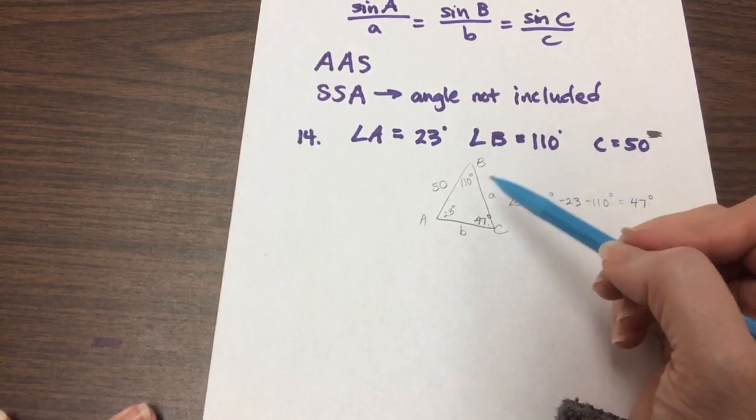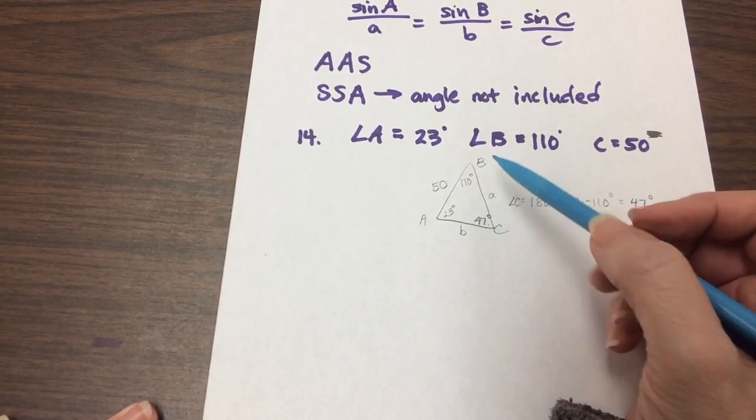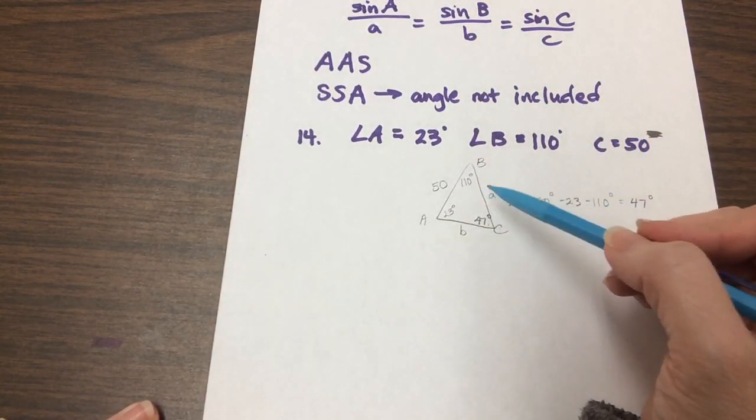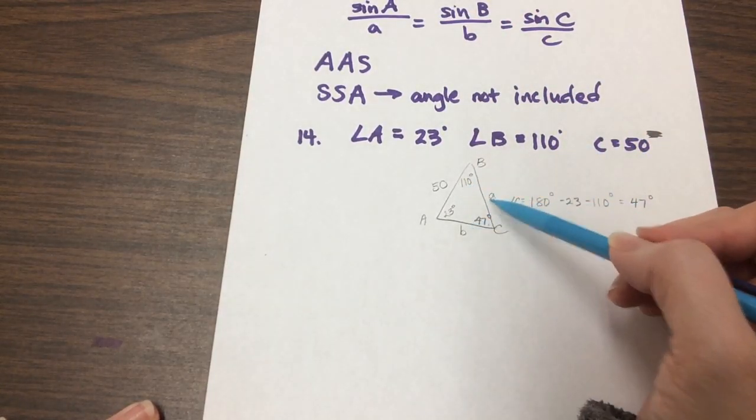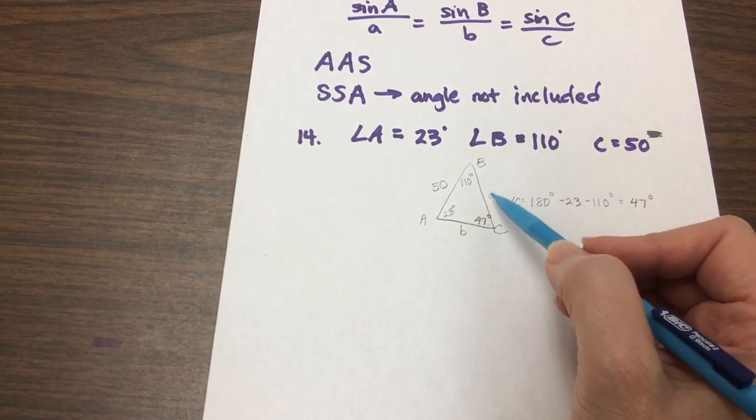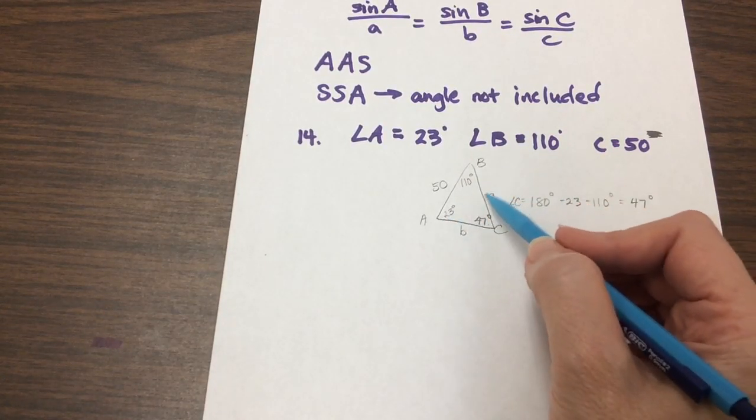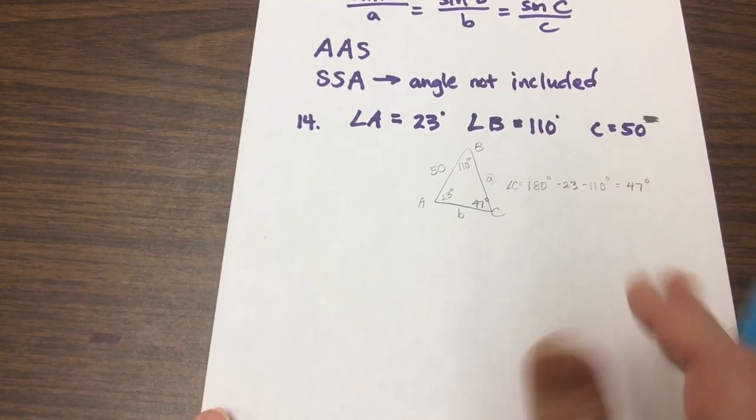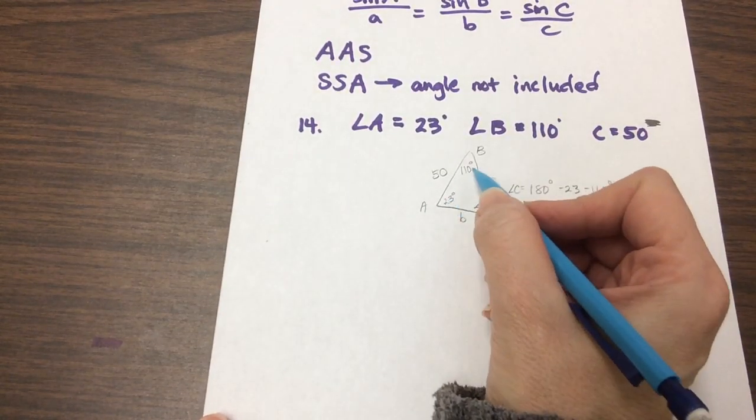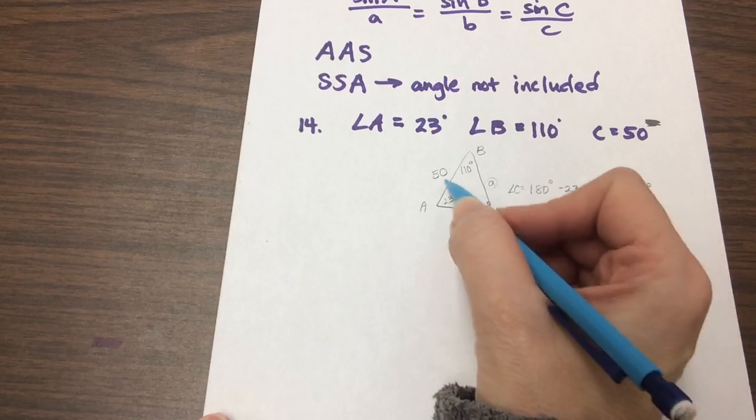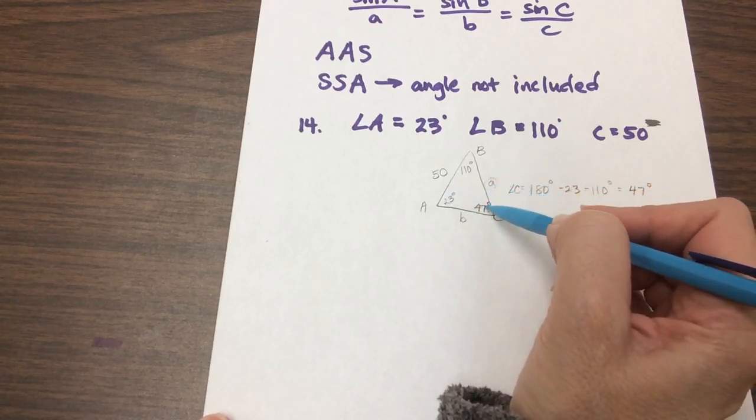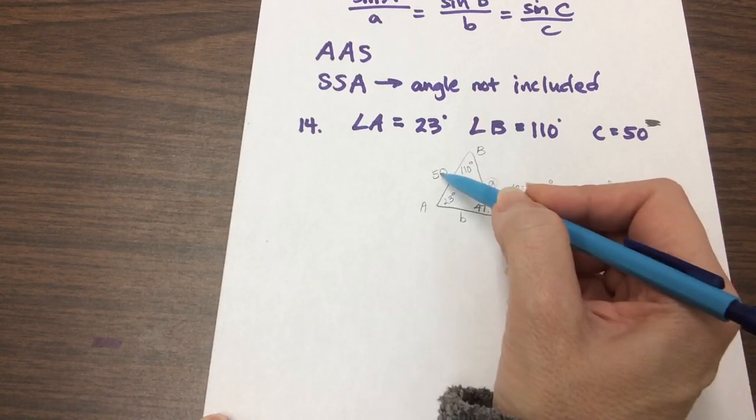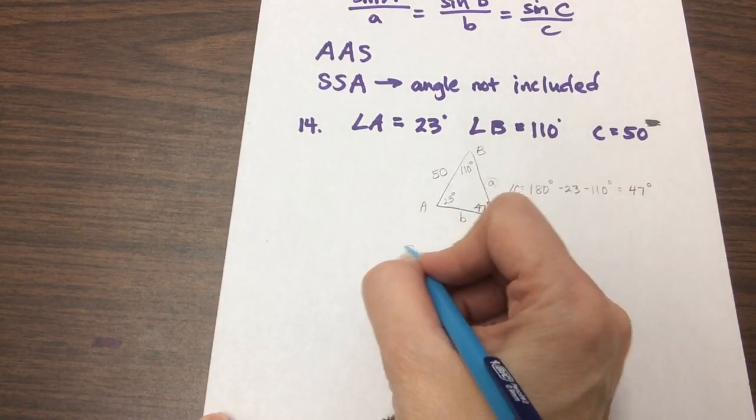Alright, now I'm going to use the information that I'm given to set up this proportion to figure out what A and B are. I can't find those at the same time, but let's find side A first. So if I'm looking for side A, well, I've got to use what information they've given me. So I've got to use C here because I know angle C and I know side C. So that's going to be one of my ratios.